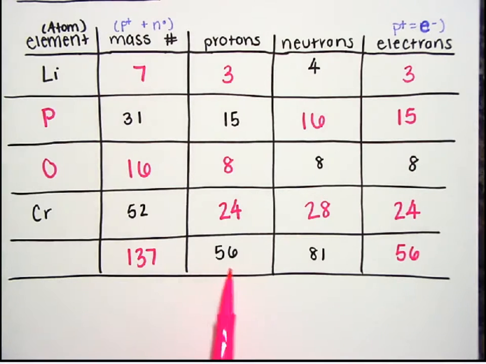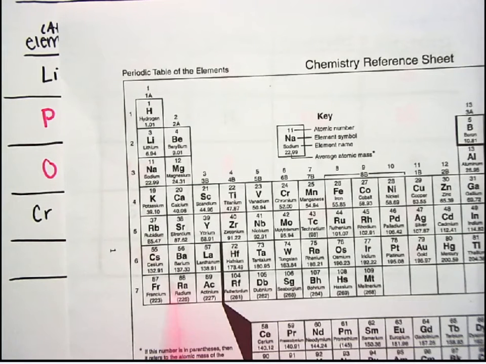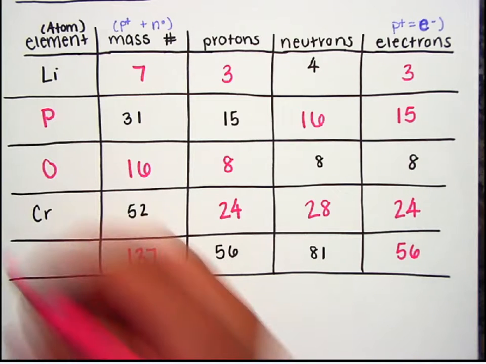Lastly, number of protons determines the identity. If I have 56 protons, I need to look up atomic number 56, which is barium, Ba.